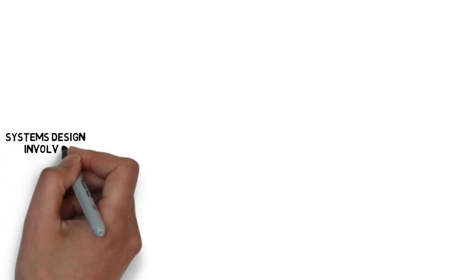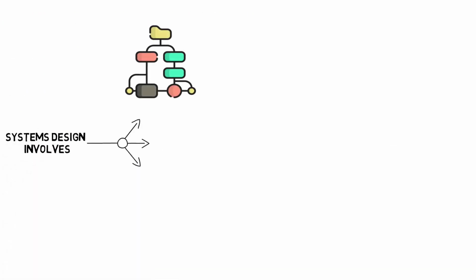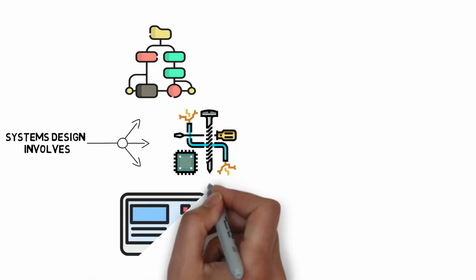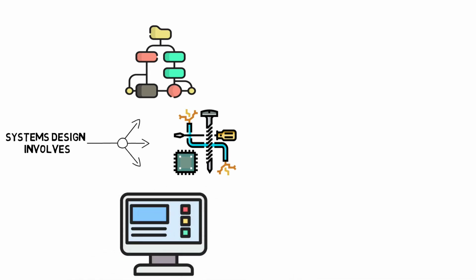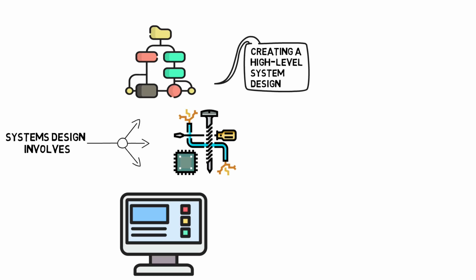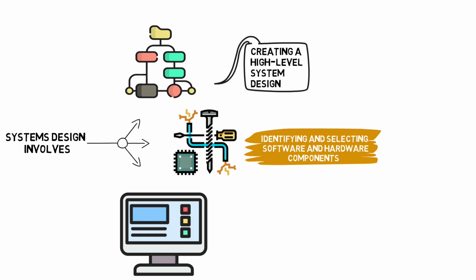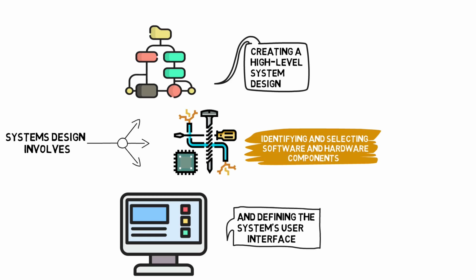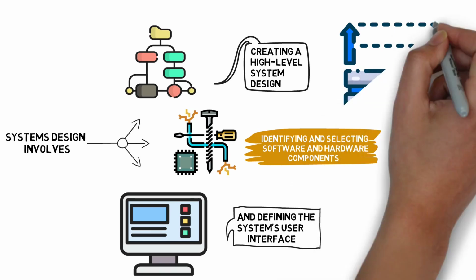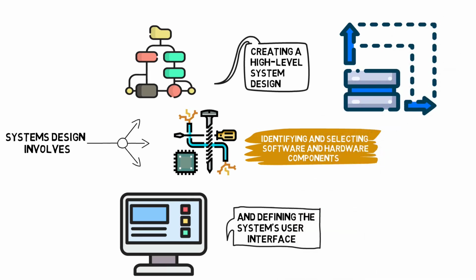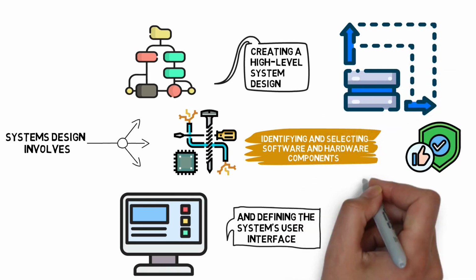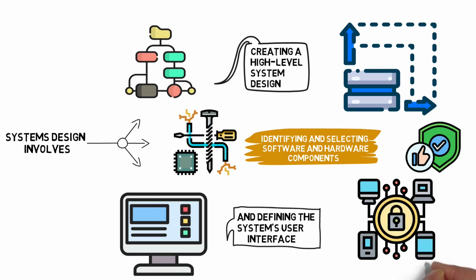Systems design involves defining the architecture, components, and interfaces of the new system based on the system's functional requirements. The design phase includes creating a high-level system design, identifying and selecting software and hardware components, and defining the system's user interface. During this phase, designers consider factors such as scalability, reliability, and security to ensure the system's long-term success.